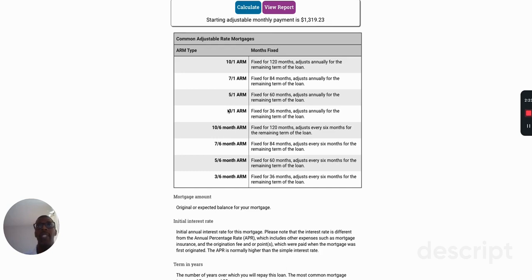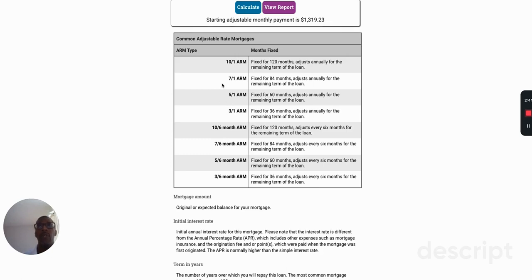Now, with a 10-1, 7-1, 5-1, and a 3-1, obviously there are going to be some fluctuations, but you still have at least a year before that rate adjusts. So yeah, it fluctuates, but you still have plenty of time to adjust to the rate either going up or going down.